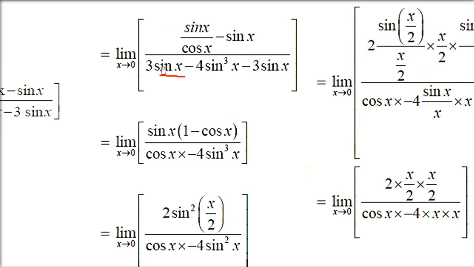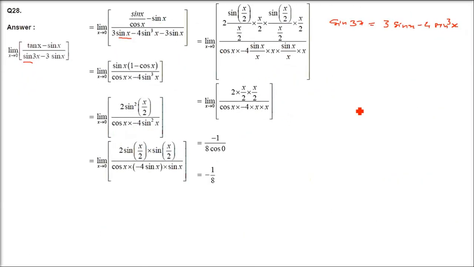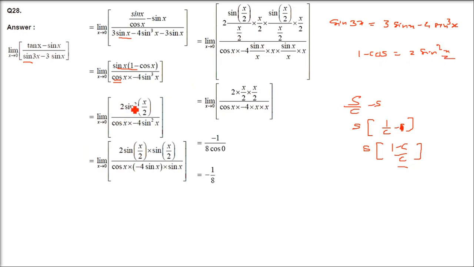So this 3 sin x gets cancelled. In the numerator, sin x by cos x minus sin x. So you can take sin x common: 1 by cos minus 1 will remain. So this is (1 minus cos) by cos. So sin x times (1 minus cos x) is in the numerator, cos x we are taking in the denominator. And in the denominator only minus 4 sin cube x will remain. 1 minus cos x we can write as 2 sin square x by 2. Sin x was already there, so this sin x you can cancel. So only sin square x will remain.